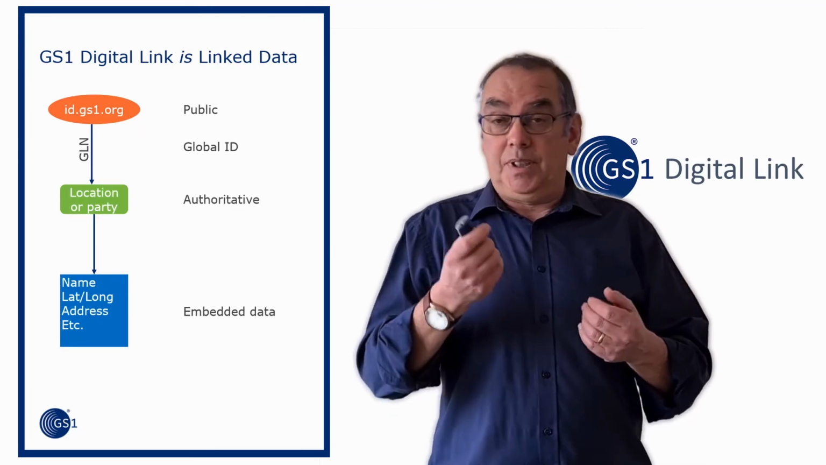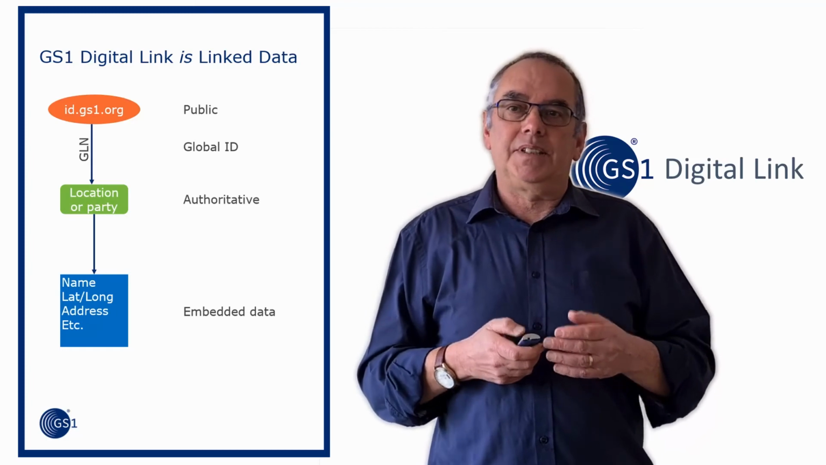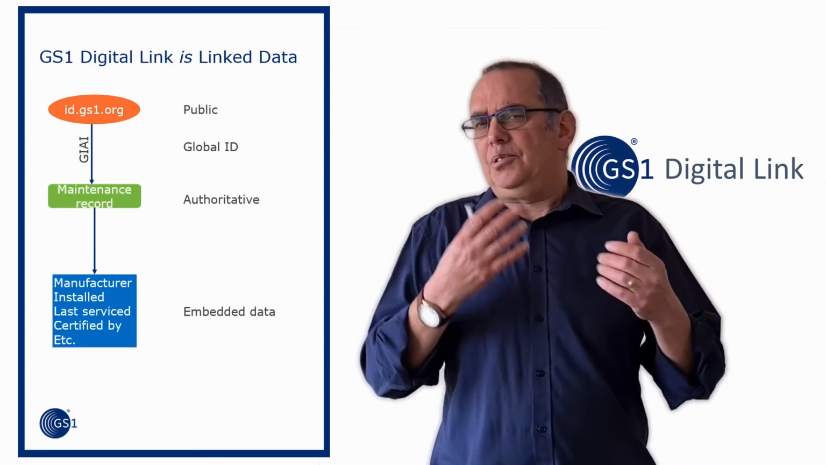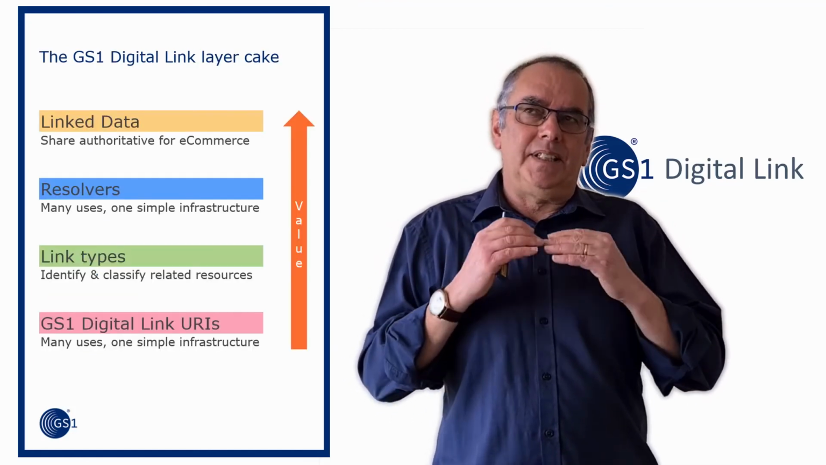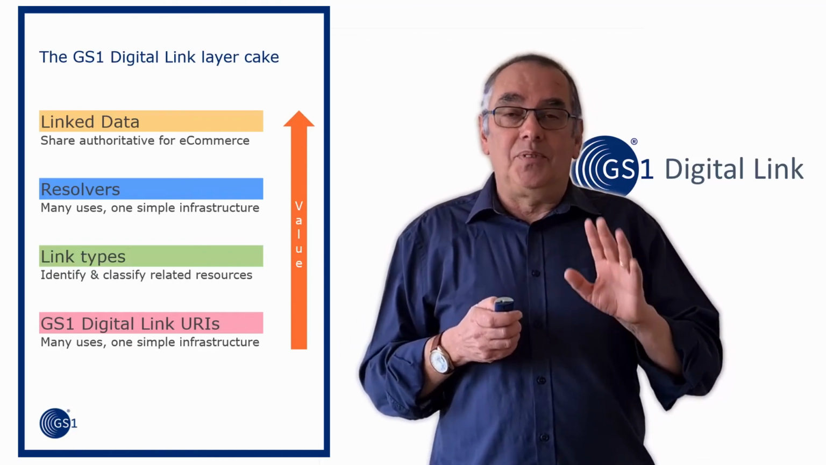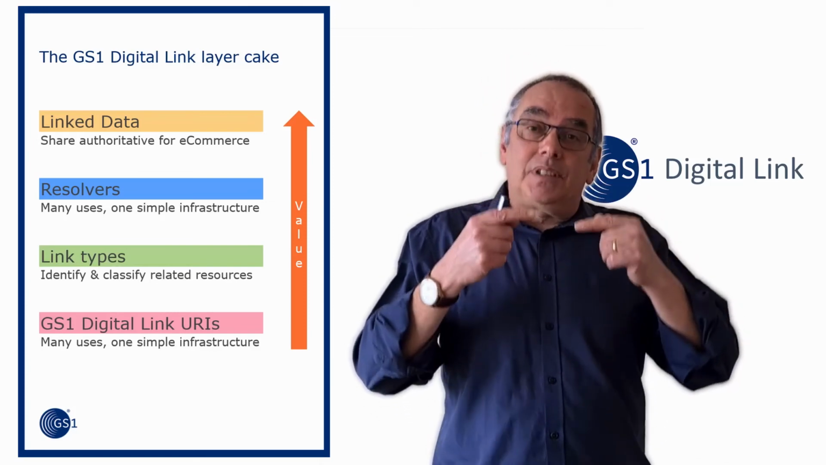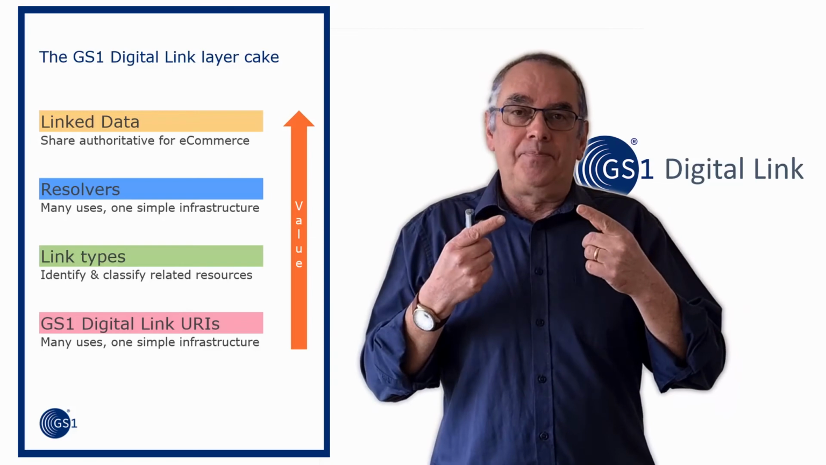Because it isn't just GTIN, we can use GLN and make the same argument about the places and the companies. Or we can use GIAI and talk about assets in a hospital or a school, whatever it may be. All those things become possible, and that is the linked data layer that sits at the top of the GS1 Digital Link layer cake. And each of those layers, as you go up, each of them adds more value.